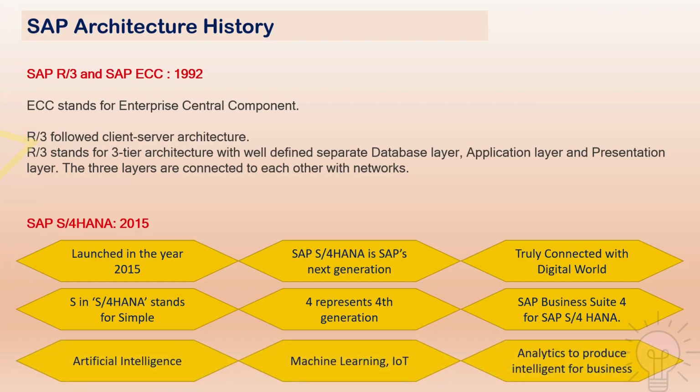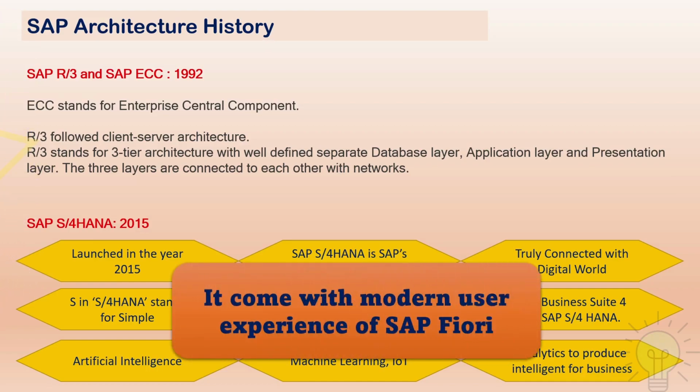If you see the bottom side of my slide, it is artificial intelligence. S/4HANA is very much compatible with machine learning and IoT. With the help of S/4HANA, we can generate many analytics, and those analytics are really helpful for the business to complete day-to-day activities more effectively, where they can increase productivity and increase the presence of the product in the market. So this is a win-win situation for the business if they use SAP S/4HANA. It comes with the modern user experience of SAP Fiori as well.